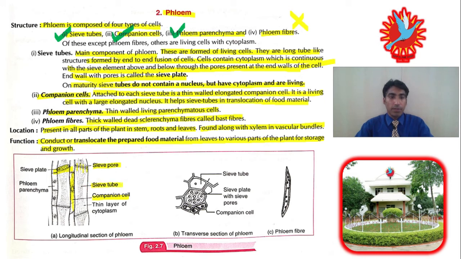So here we have discussed the different components of the phloem. So here is the sieve tube, sieve pores, sieve plates, companion cell. There is the parenchymatous cells. Okay, these are the phloem fibers.